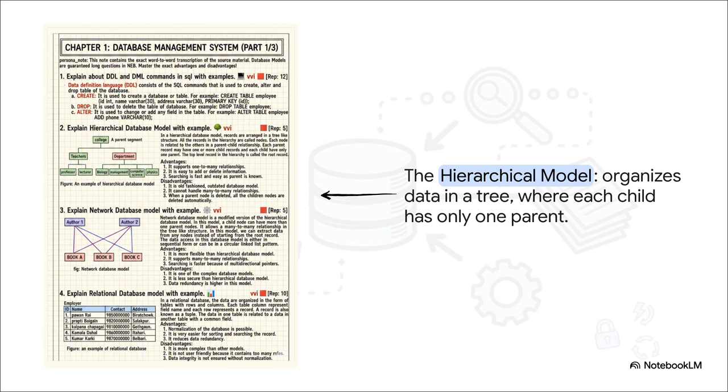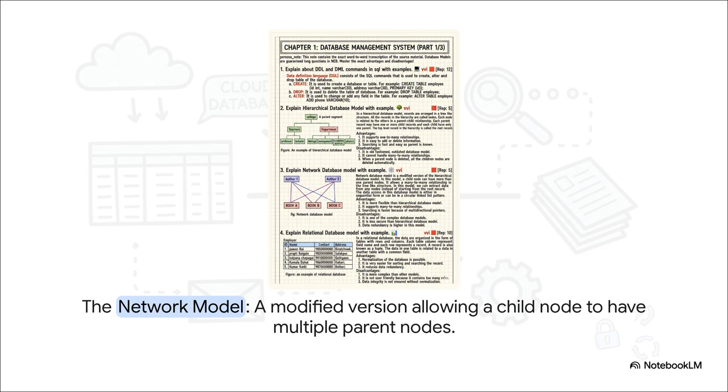Its biggest flaw? It completely falls apart if you have a situation where a child needs more than one parent. And to solve that exact one-parent problem, the network model was invented. It's less of a strict tree and more like a spider web. Now, as you can see here, a book can be connected to multiple authors. This was a huge leap forward because it could finally handle those complex many-to-many relationships.